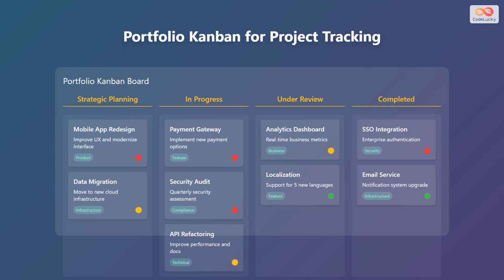A portfolio Kanban board is a great tool for visualizing and managing the flow of projects through different stages. The Kanban board is divided into columns like strategic planning, in progress, under review, and completed. Each card on the board represents a project, containing the project title, a brief description, and relevant tags, along with a priority indicator. For example, the mobile app redesign project is in the strategic planning column, while the payment gateway project is in progress. This board allows teams to monitor progress, identify bottlenecks, and ensure a smooth workflow.